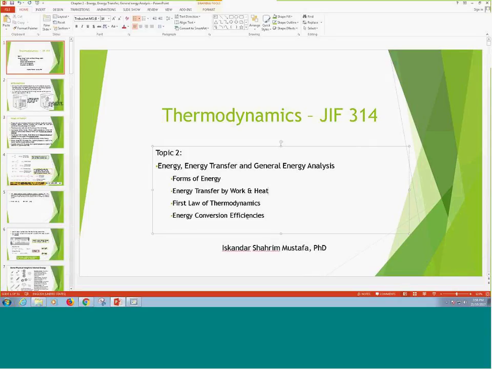So to have a look at the first law of thermodynamics and also energy conversion efficiencies. Okay, so we'll focus more on the forms of energy transfer by work and heat, and also the first law of thermodynamics.